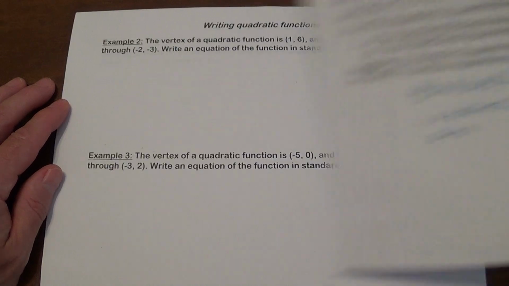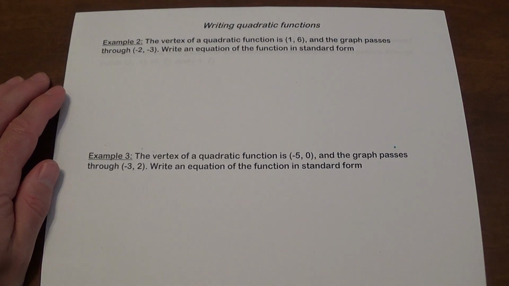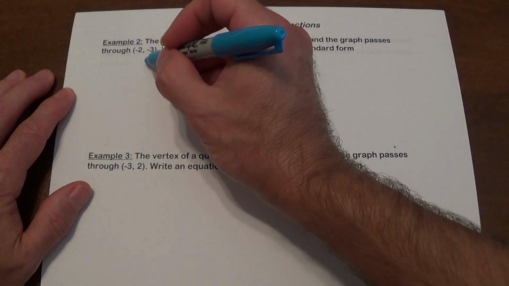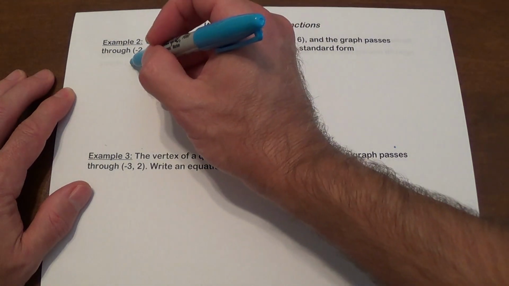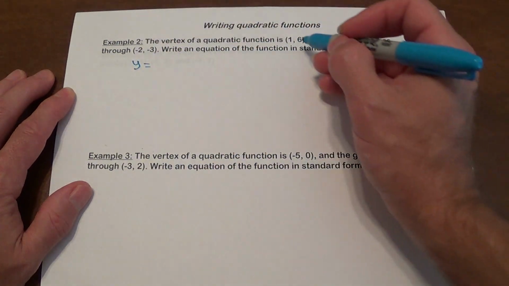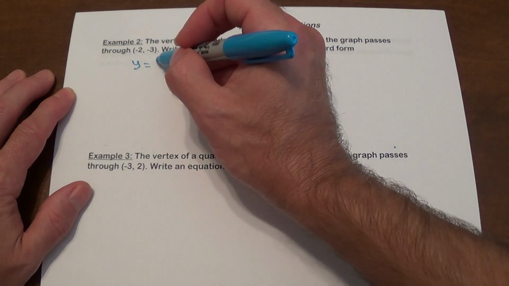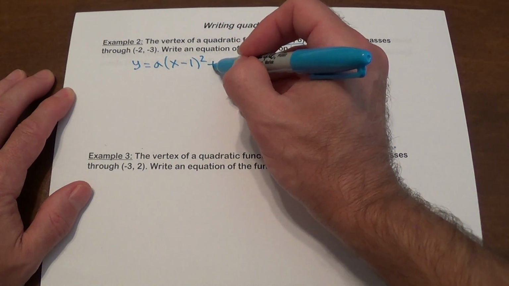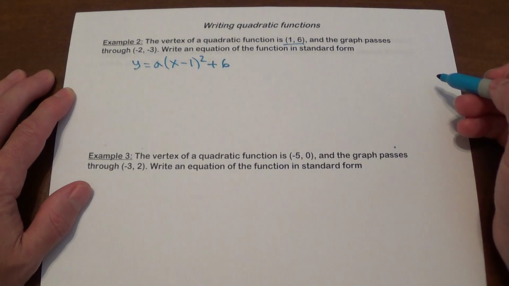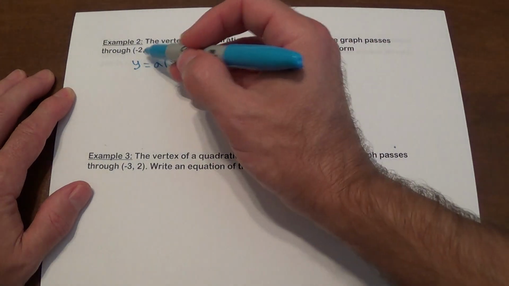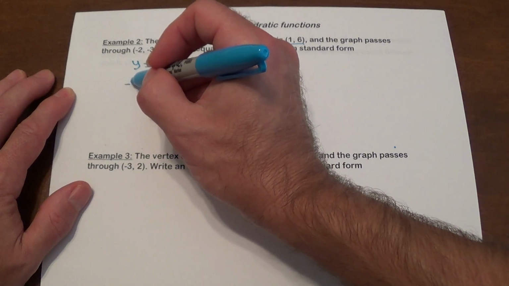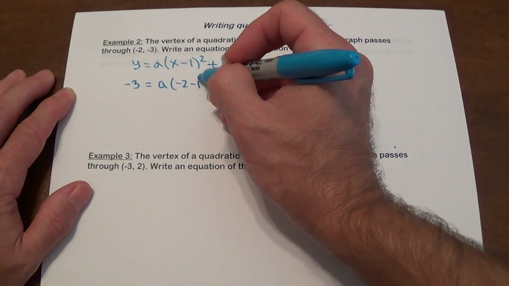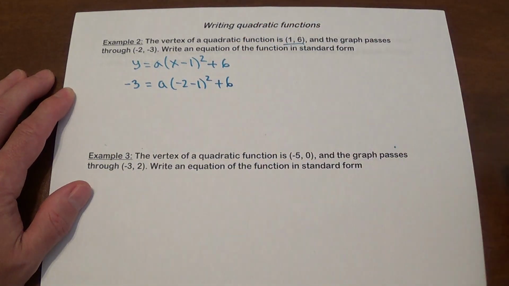Let's take a look at another one. Again, we have the vertex and another point. We're going to repeat the same process. So the first thing we'll do is substitute the coordinates of the vertex, which is 1, 6, so y equals a times x minus 1 squared plus 6. And after that we are going to use the other point that is given to us. Negative 3 equals a times negative 2 minus 1 squared plus 6.